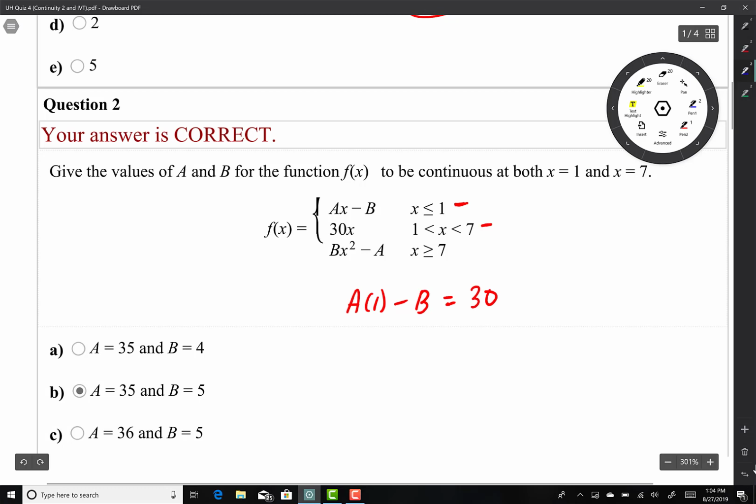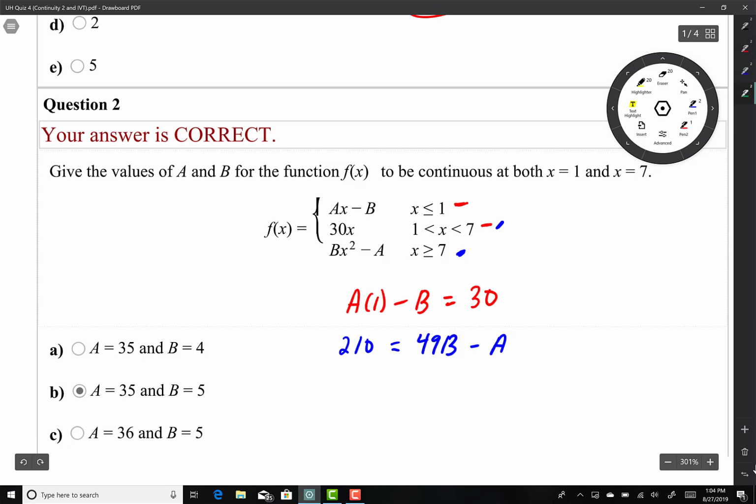Now at 7, you want to equal these two in blue together. So plug in a 7 into x. So 30 times 7, that's 210, equals, let's see, 7 squared is 49. So 49b minus a. So now that you have two equations, guys, now we're just going to solve.